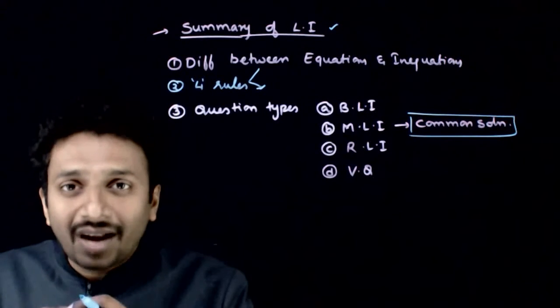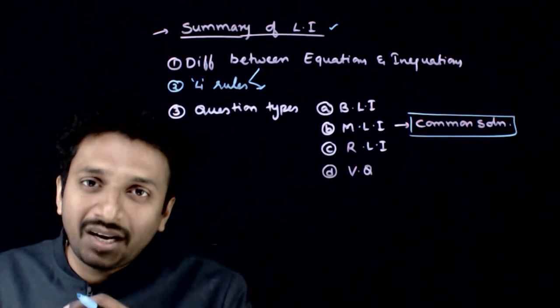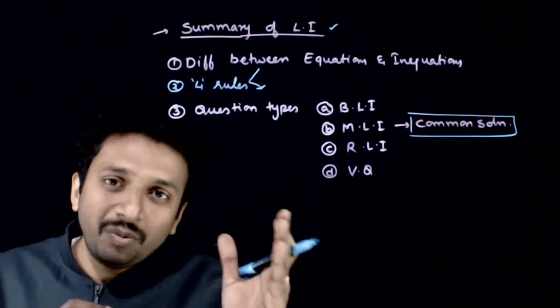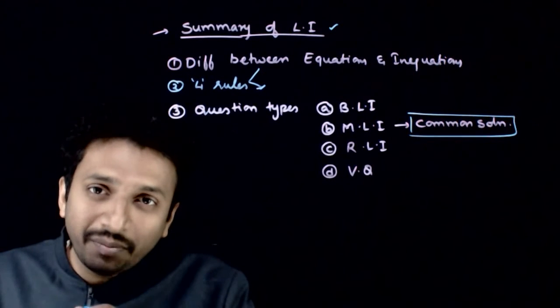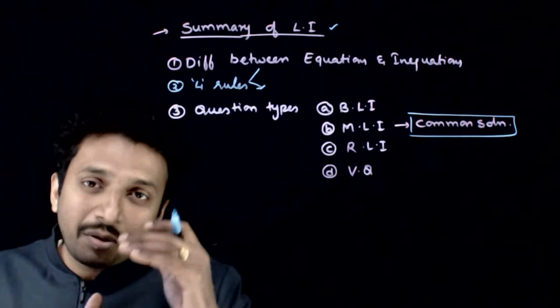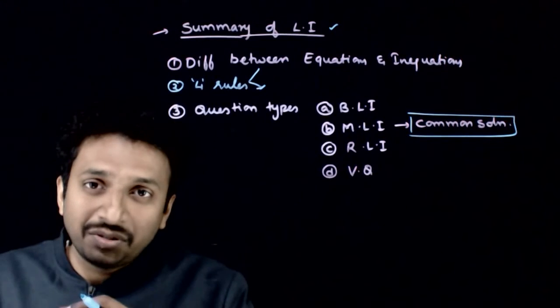Next you have rational linear inequations. So you have something by something is less than or equal to something. First you bring everything onto one side and make the right hand side equal to 0, and then depending on whether the fraction is positive or negative, you apply different conditions.